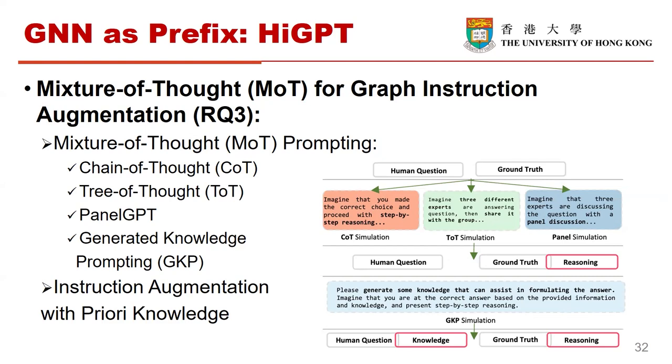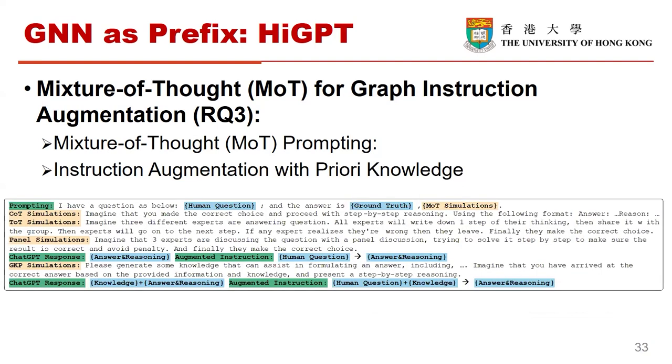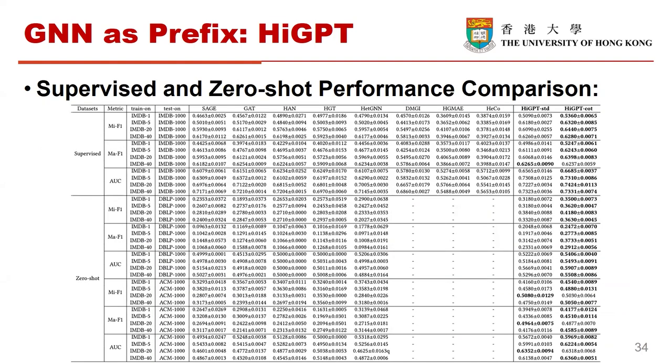We use different prompt engineering techniques to prompt ChatGPT or GraphGPT, these powerful LMs, to generate instructions with different features, and use these to instruction-tune our LM. The prompt template is shown over here. And we also conduct some supervised and zero-shot performance comparisons, which are shown in the figure.